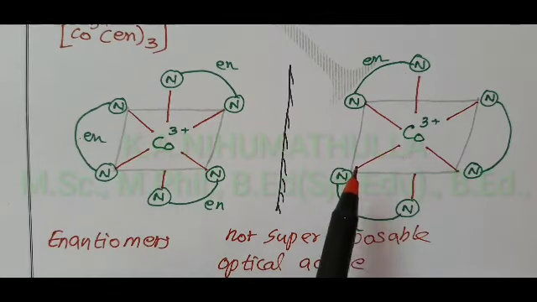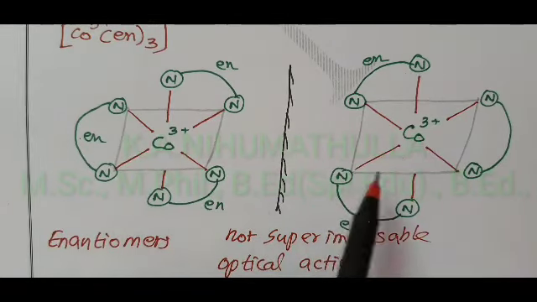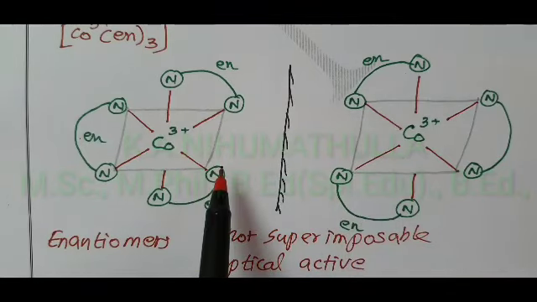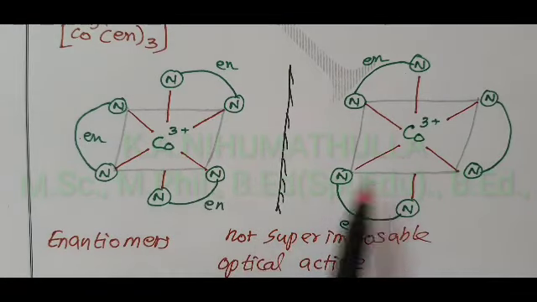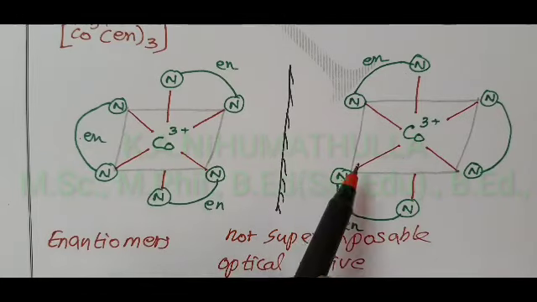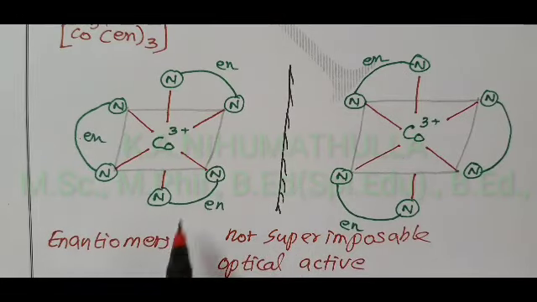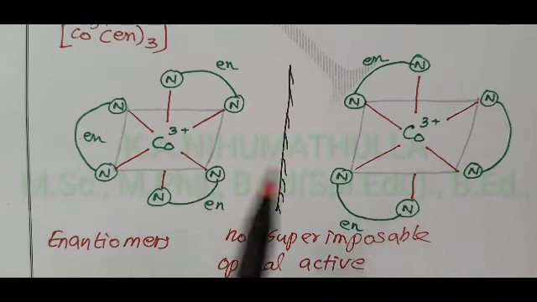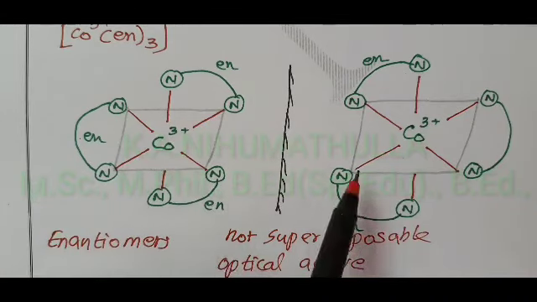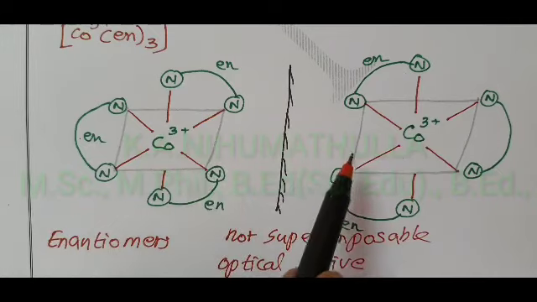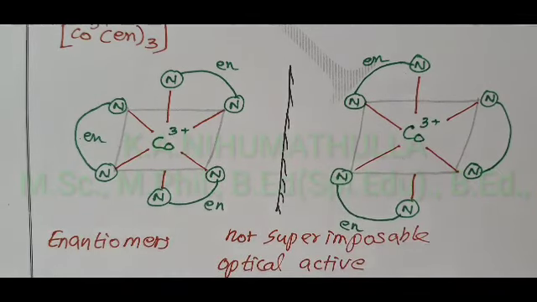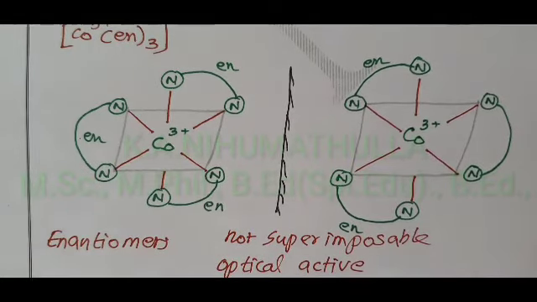What is meant by enantiomers? The pair of two optically active isomers which are mirror images of each other are called enantiomers. The enantiomers have the same molecular formula, but they differ only in the rotation of plane polarized light. One rotates in the clockwise direction, another rotates in the anti-clockwise direction. They are called enantiomers. One more example we are going to discuss here.